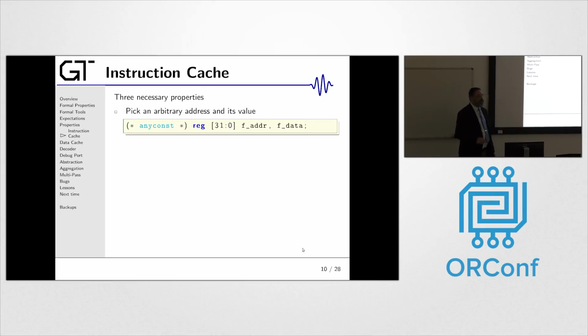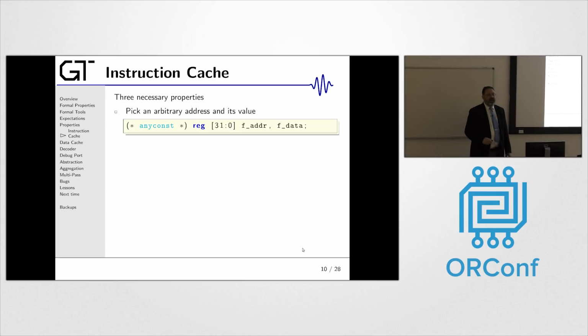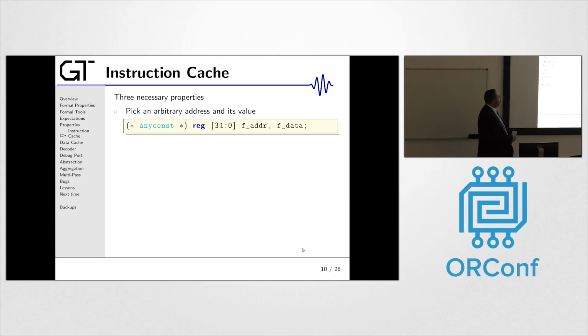So real quick on the instruction cache. I like to think instruction caches, or caches in general, are really easy to verify. There are 3 properties you need. So to start, you just pick an arbitrary address and an arbitrary piece of data. I'll show the instruction cache version. The data cache isn't much different.